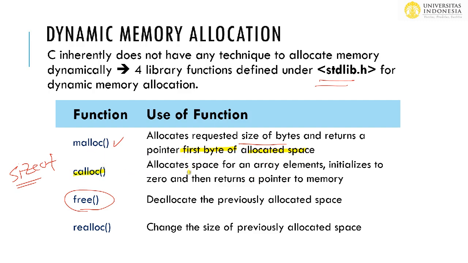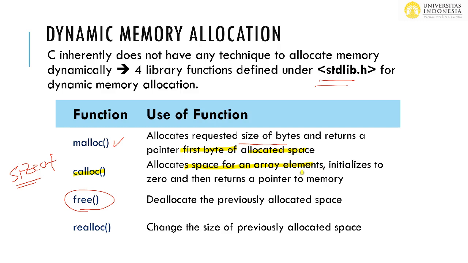Calloc is quite different from malloc, because calloc allocates space for contiguous allocation. Contiguous means consecutive allocation. So it is some kind of allocation of space like an array, but a very dynamic one, right? If you just define an array, then it is very static.